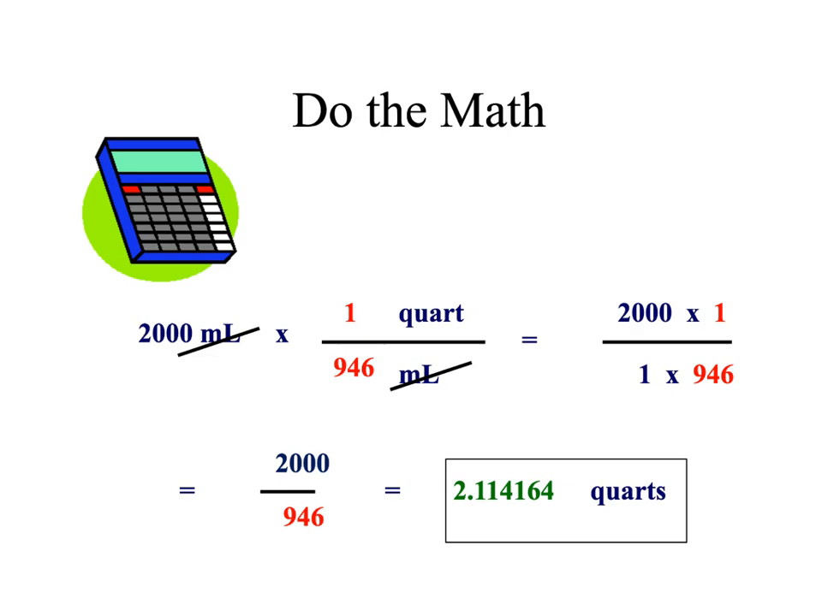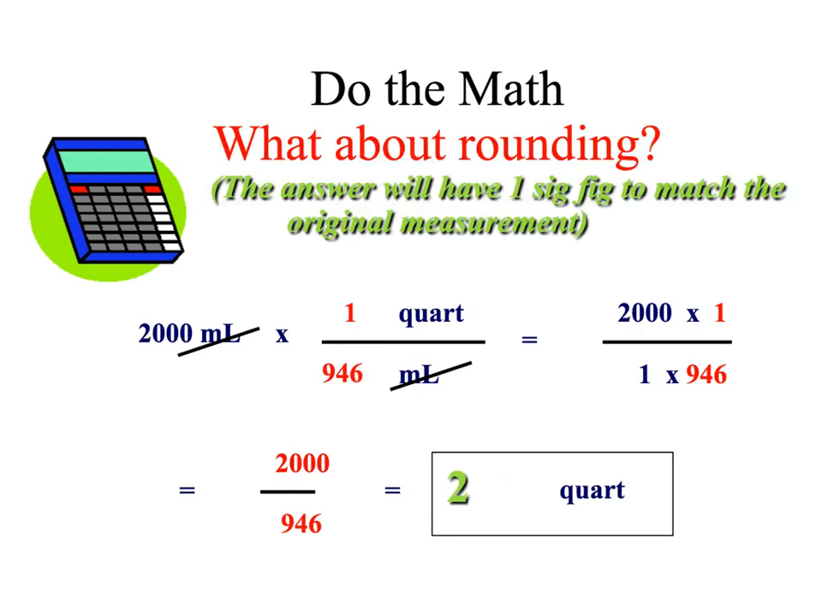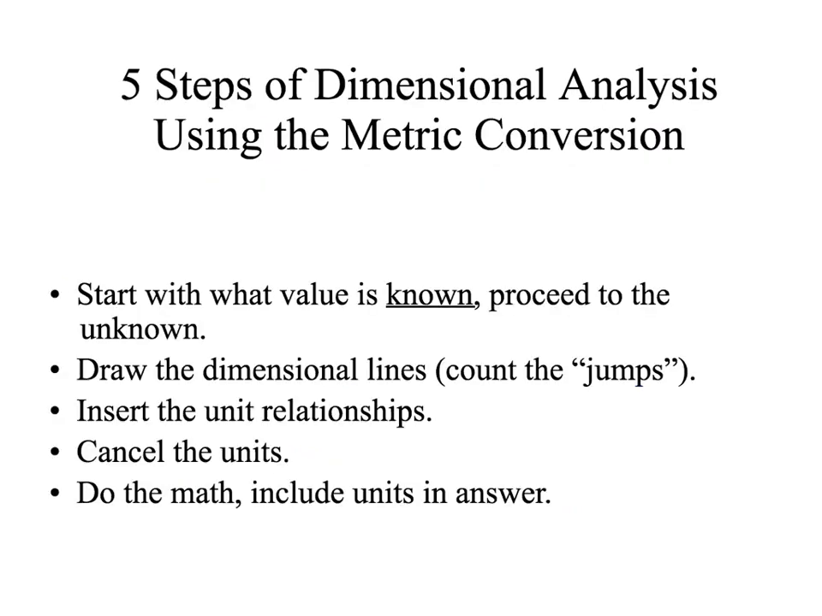2.114164. What about rounding? Well, if you got here, I'm super proud of you because you're doing this right. 2,000 only has one significant figure, so we round that to one significant figure to match the original measurement. But right now, the key is that you're understanding that we used analysis to solve these problems.